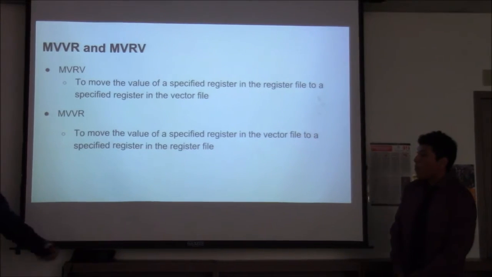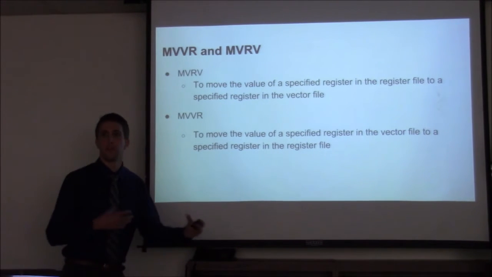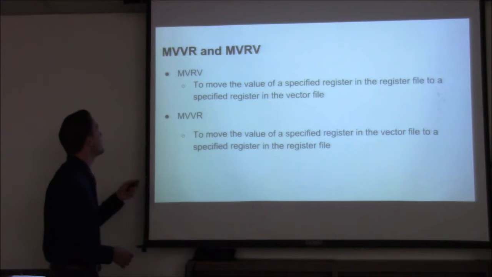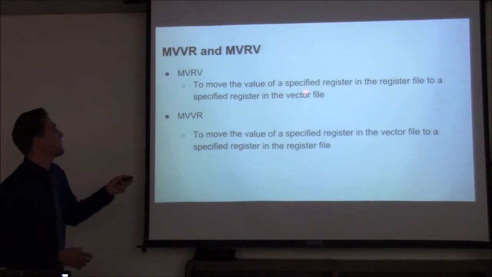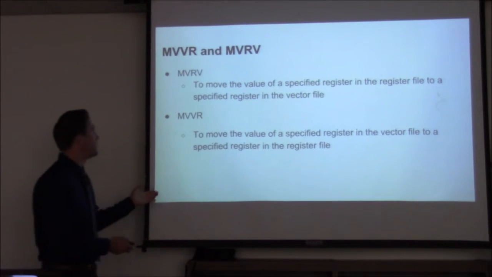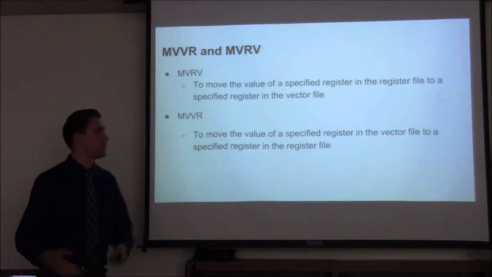All right, so now we're going to talk about how you get data actually into the vector data path and out of the vector data path. We're going to start with sending data between the two data paths. We have MVVR and MVRV. MVRV, the goal is to move the value of a specified register in the register file to a specified register in the vector file. And MVVR is to move the value of a specified register in the vector file to a specified register in the register file.